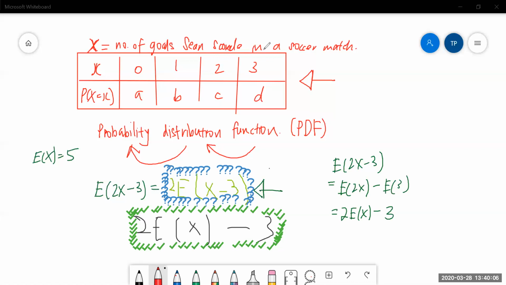Okay, this expectation is simple. But for variance, there will be a little bit of difference to it.